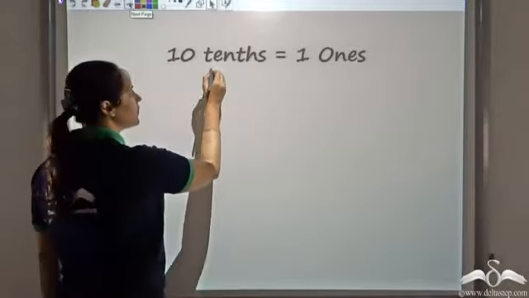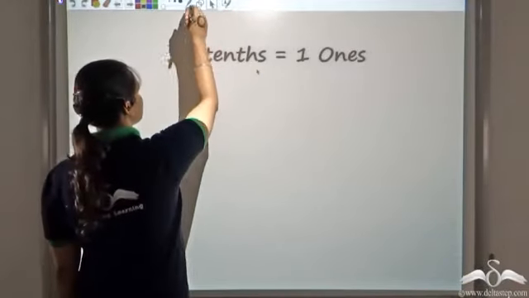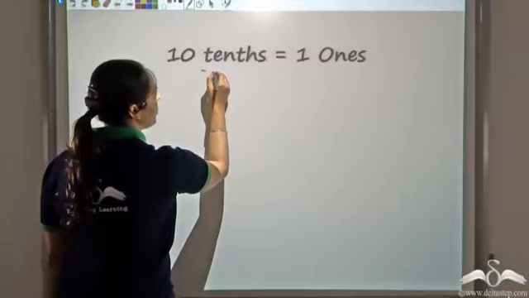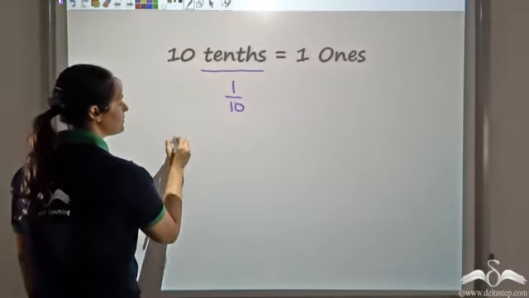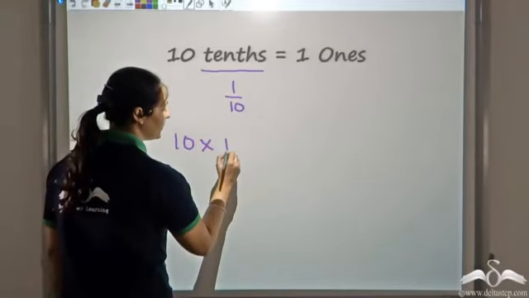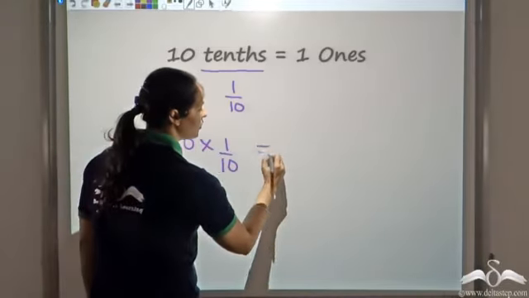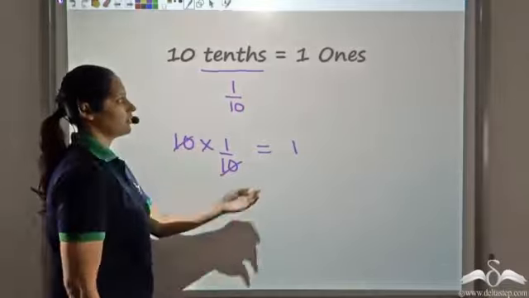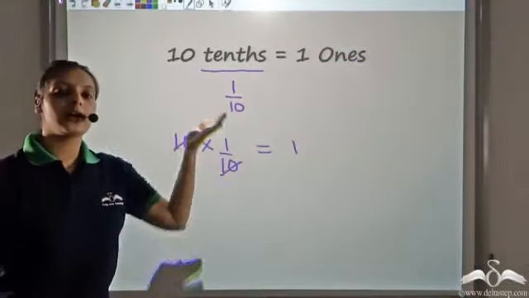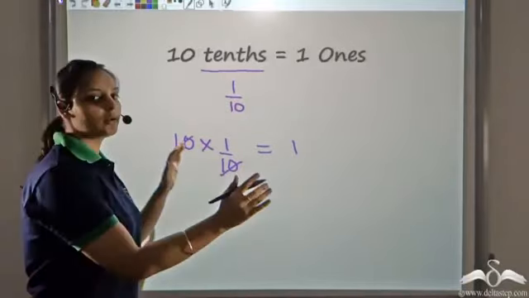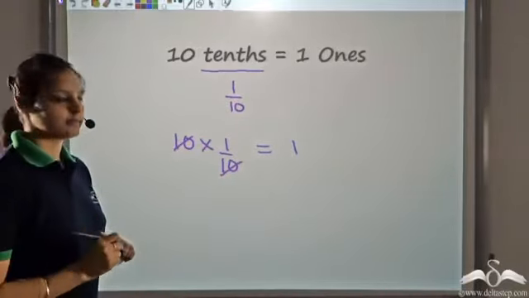Why is that so? We know the column multiplier for tenths is 1 by 10. So 10 tenths means 10 times 1 by 10, which is equal to 1. Hence that is true. So we've just seen that if you color all the 10 tenths, then you get the entire box which is ones.